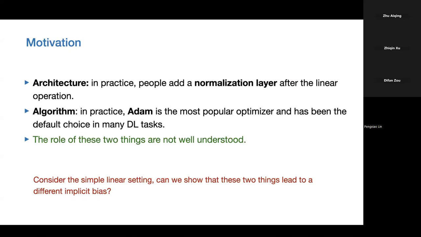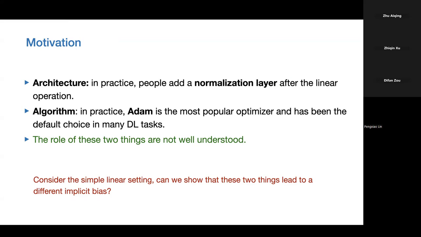Okay, so now it's the well-known result, the baseline algorithm. You can see that is the baseline result, and then we just want to consider some modern architecture and modern algorithms that are widely used in deep learning. About the architecture, we just consider the normalization layer, and we will try to study what the normalization layer brings to us in terms of the implicit bias.